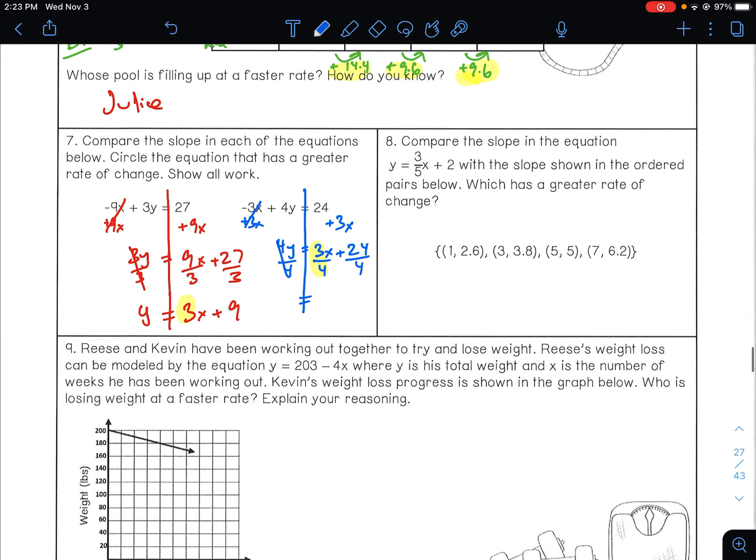So this one has a greater slope. Ta-da! Because this one is 3/4.